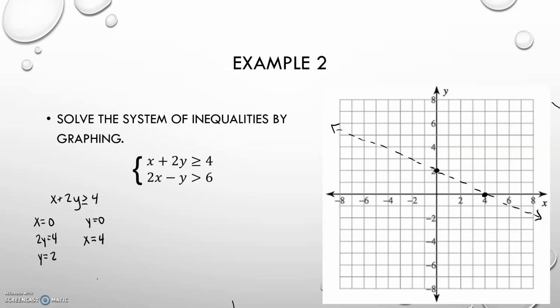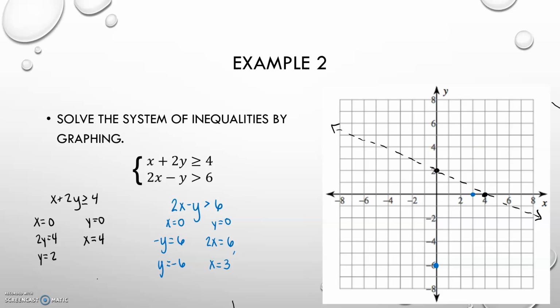Putting my arrows on them. For the other line, I'm going to have 2x minus y is greater than 6. So I'm going to find these intercepts. And I would get negative 6, which means that y is negative 6. And then I would have 2x equals 6, so x would equal 3. X equals 3 and y equals negative 6.